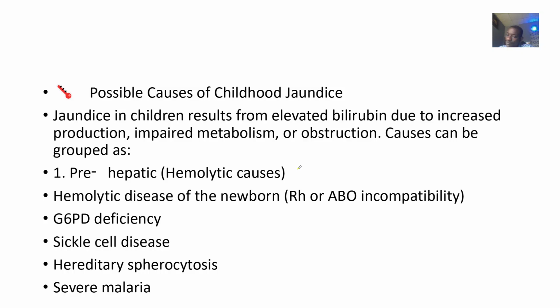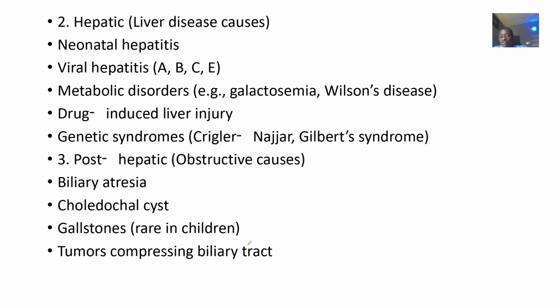Things that could cause red blood cell breakdown to become too much are things like hemolytic disease of the newborn, so RH or ABO incompatibility, G6PD enzyme deficiency, sickle cell disease, hereditary spherocytosis, severe malaria. All of this could make red blood cell breakdown to be too much. Then sometimes you can have membranopathies like hereditary spherocytosis, hereditary elliptocytosis. Then other causes of neonatal jaundice could be due to what?